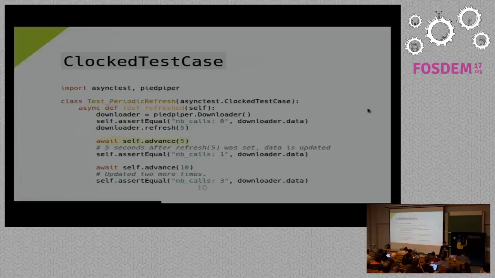So in this example, for instance, let's say that I've got a class which downloads a resource and will refresh it every 5 seconds. So here what I've got is that I set up my refresh and see that my downloader has never been called. Then I call self.advance, which will move the clock forward by 5 seconds. And as you can see, I can also do it with 10 seconds there. And what's interesting is that I actually had two calls during the await.